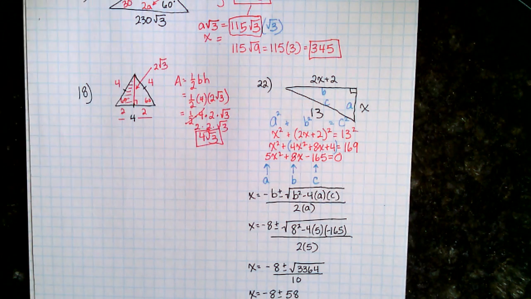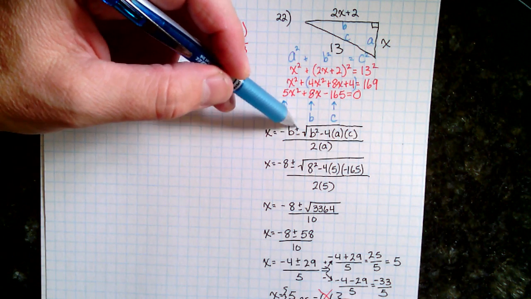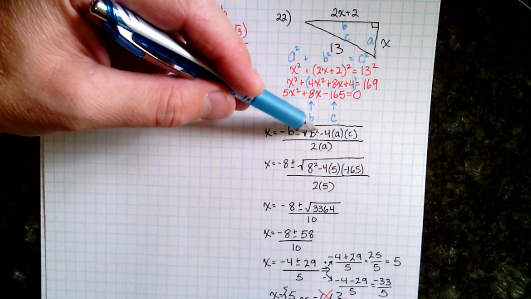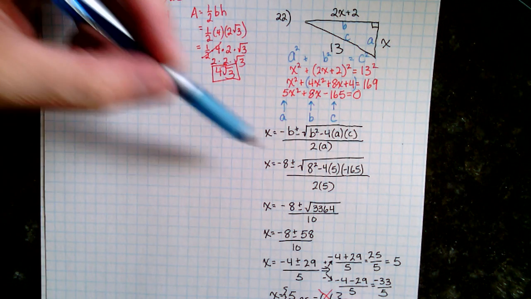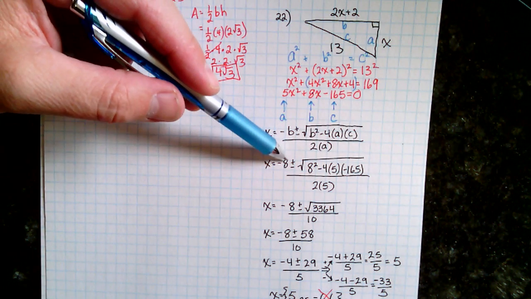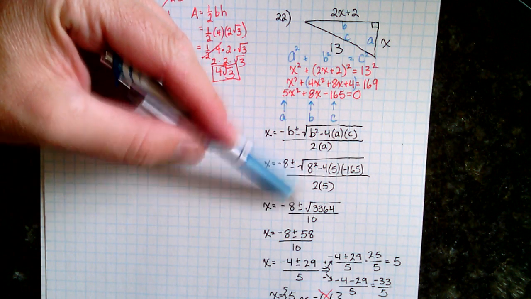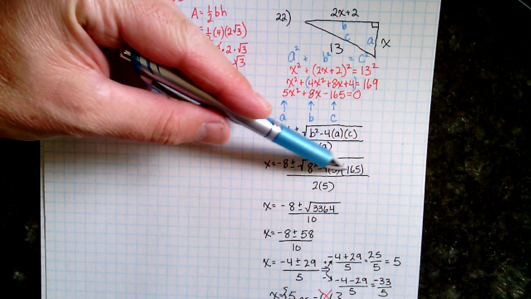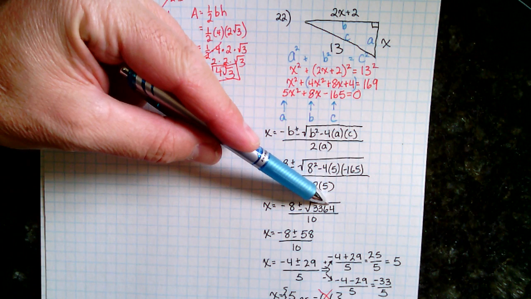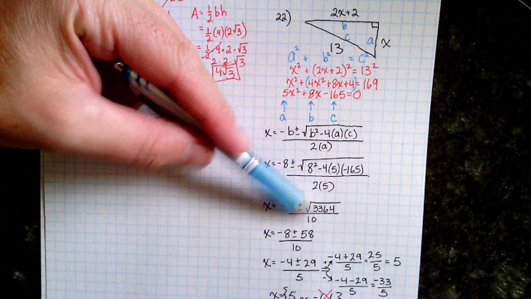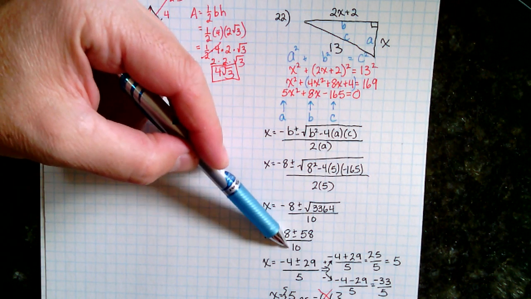We get our a, b, and c values. Remember the quadratic formula: x equals negative b plus or minus the square root of b squared minus 4 times a times c, all over 2 times a. Substitute your a, b, and c values in, plug and chug. Get down here. Remember, this negative 4 and this negative 165 are multiplied to make a positive number. Positive 3364. Okay, that ends up being root 58.